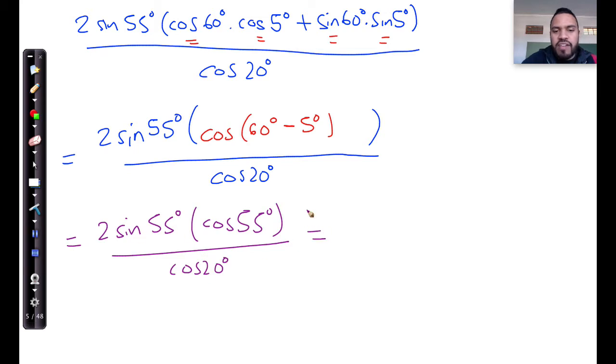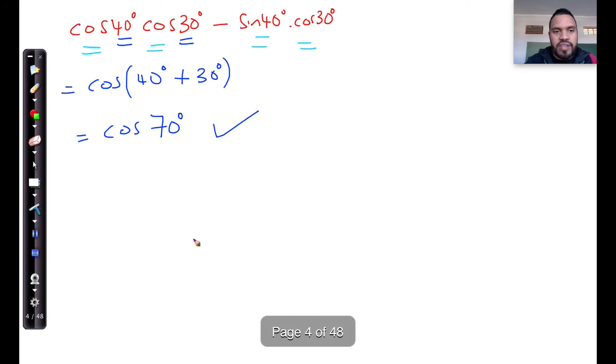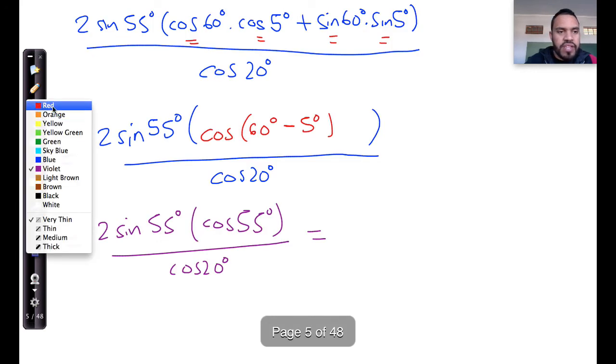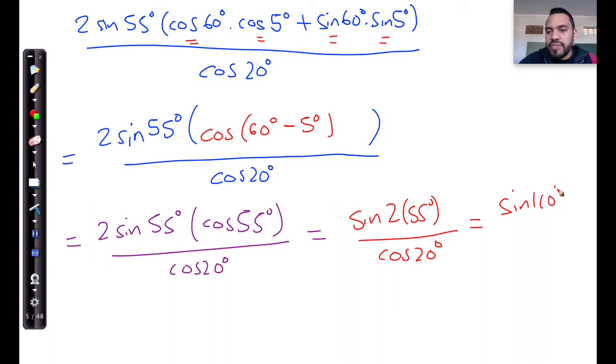2 sine 55 cos 55 happens to be the identity for sine of 2A. So 2 sine 55 cos 55 means that the value of A over here is going to be 55. If I put that in, I get sine of 2 multiplied by 55 degrees, all divided by cos 20. Now the cos 20 should start giving you a hint. So that's going to be sine of 110 degrees divided by cos of 20 degrees.